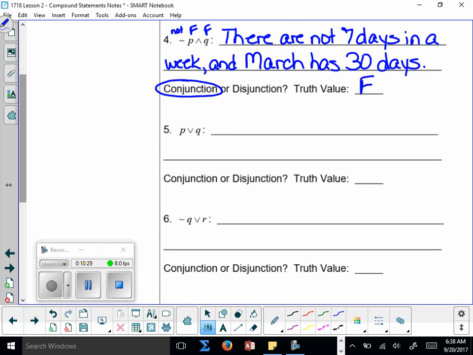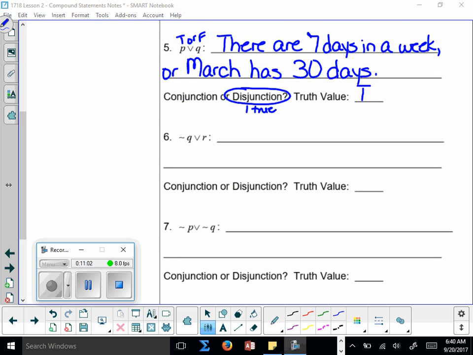Number 5 has a new symbol. This is the first time we're seeing the regular capital V, making this a disjunction. Remember, disjunction only needs one true to come out true. So P was there are 7 days in a week. That was true. Or Q was March has 30 days. That's false. I only need one true, so this truth value will be true. Take a minute to write that statement. Okay, so check your sentence, please.